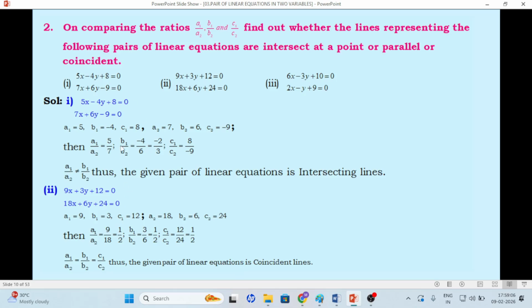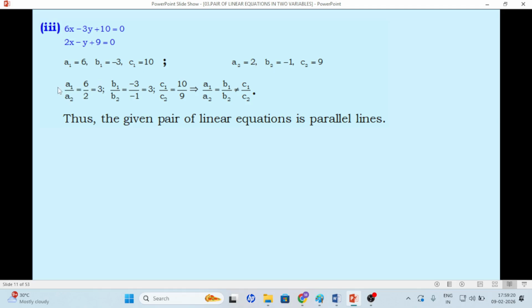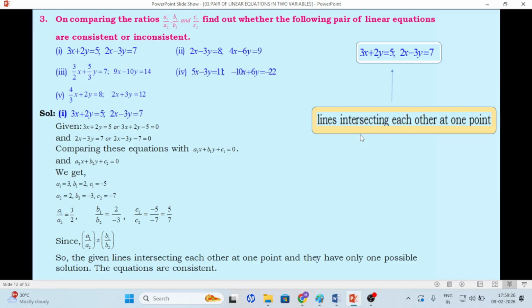So on comparing, we are going to discuss the system of consistency, as both are not equal in intersecting lines, and all are equal in coincident lines. So based on this condition, we can declare, see, as only the first two are equal, parallel. So there will be one creation type question from this chapter, children. For example, the ratio of x terms is 3 by 2, the ratio of y terms is 2 by minus 3. As these are not the same, we can say since a1 by a2 is not equal to b1 by b2, these are intersecting each other.